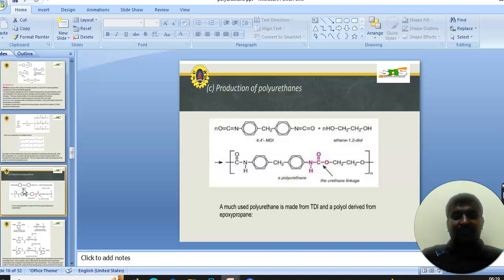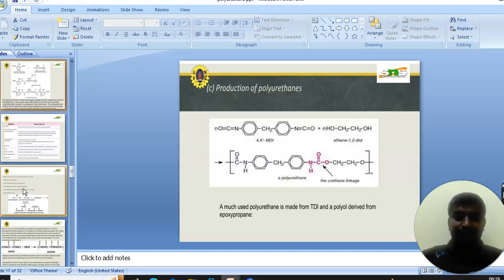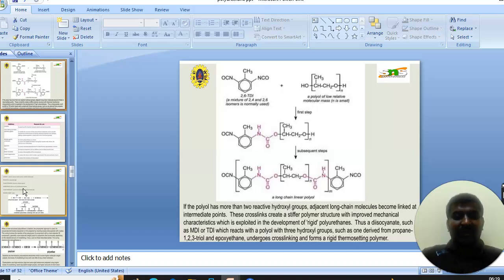Next, production of polyurethane. A much used polyurethane is made from TDI and a polyol derived from epoxypropane. If the polyol has more than two reactive hydroxyl groups, adjacent long chain molecules become linked at the intermediate coordinates. This cross-link creates a stiffer polymer structure with improved mechanical characteristics, which is exploited in different types of rigid polyurethanes.